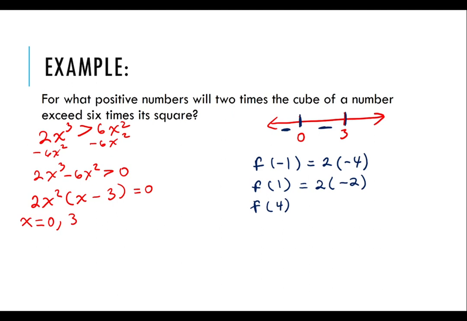How about f of 4? That is 2 times 16 is 32, times 4 minus 3 is positive 1, but that's positive times positive, and that makes that positive. Now we're looking for the places where 2x cubed minus 6x squared is strictly greater than 0. That's only the positive locations, and so that's going to be from 3 up to infinity.